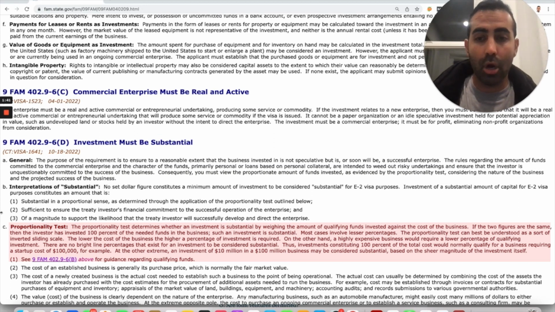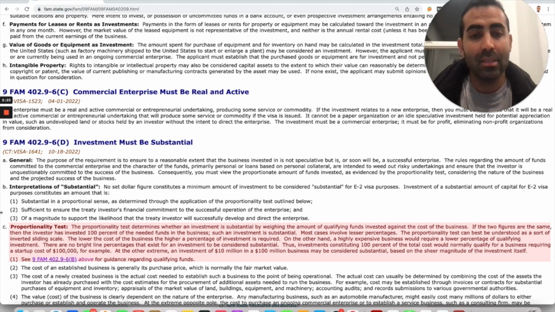If the two figures are the same, then the investor has invested 100% of the needed funds in the business. Such an investment is substantial. Most cases involve lesser percentages. The proportionality test can best be understood as a sort of inverted sliding scale. The lower the cost of the business, the higher a percentage of investment is required. On the other hand, a highly expensive business would require a lower percentage of qualifying investment. There are no bright line percentages that exist for an investment to be considered substantial.